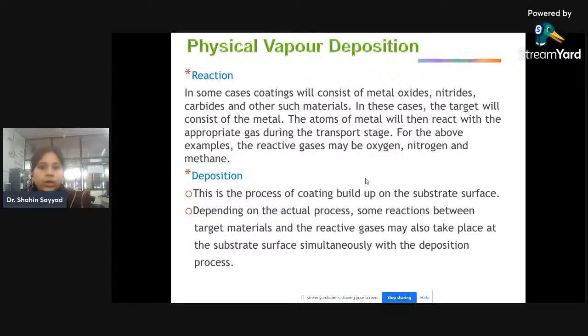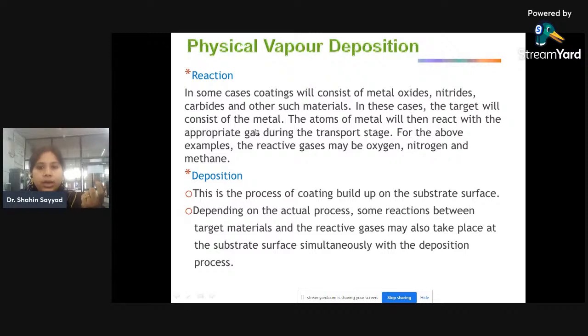Okay, so it means अभी हमारे सिर्फ metals evaporate हुए थे, vaporize हुए थे. अब हमें film का oxide चाहिए, so it means that metal should react with oxygen to form the oxide. Or some type of nitrogen gases to form the nitrides, or some types of methane gases to form the carbide. Clear? So sometimes we want a film of metal oxide, nitrides or carbide.